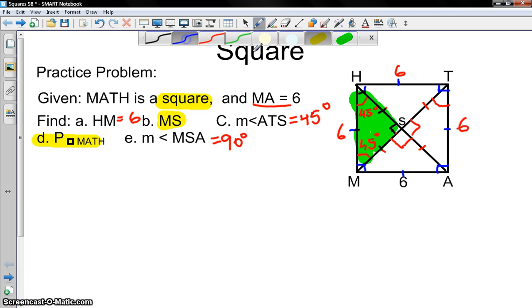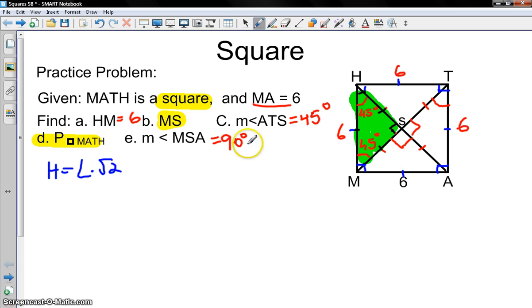Now, going back to my green triangle, this is a 45, 45, 90, in which I know my hypotenuse. If you remember from before, hypotenuse is always going to be leg times square root of 2. Well, I don't know the legs because that's what I want to find. MS is going to be my x because I don't know what it is. So I'm going to plug in all the information I have. Hypotenuse is 6 equals leg, which is x because I don't know it, times square root of 2.